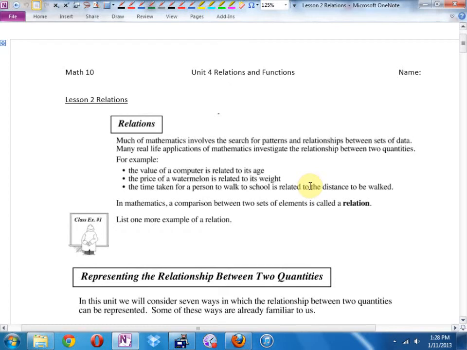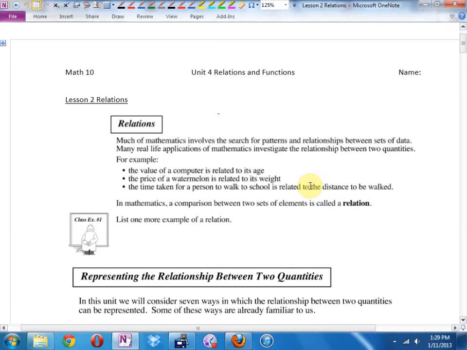Lesson 2, relations. In math, the word relation simply means some kind of a rule that relates one thing to another. The more obvious ones are equations, but there are lots of real-life relations.